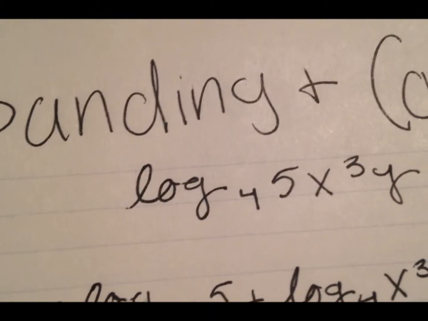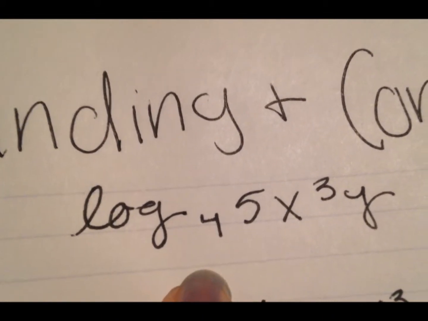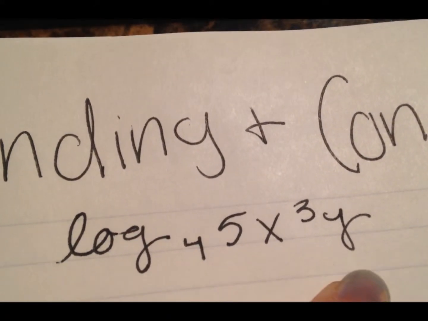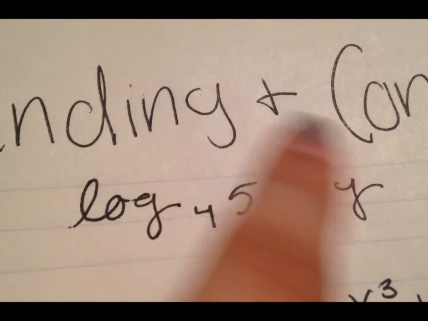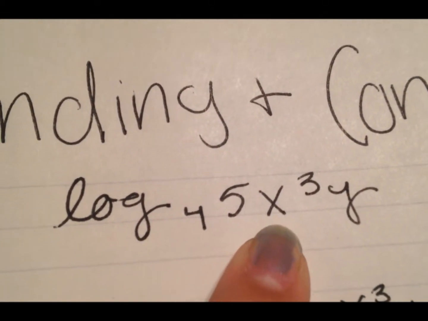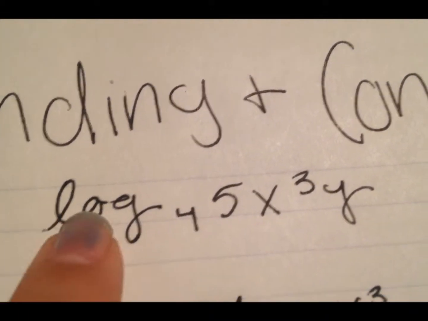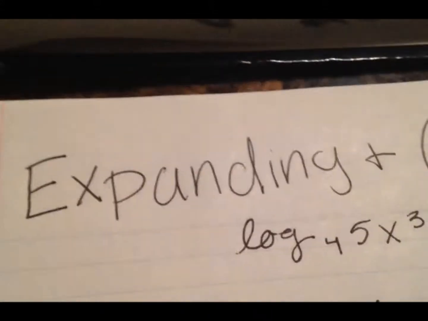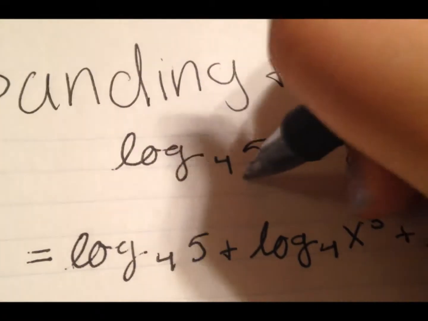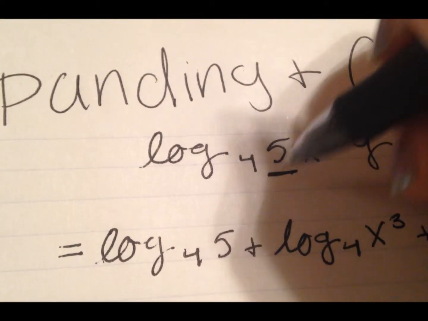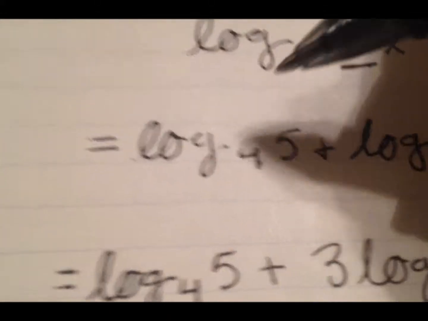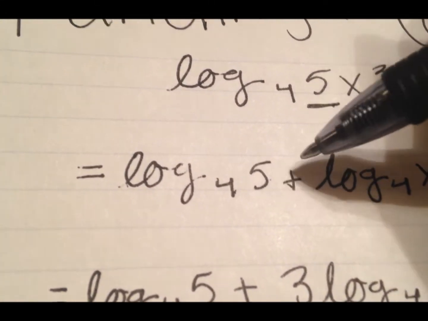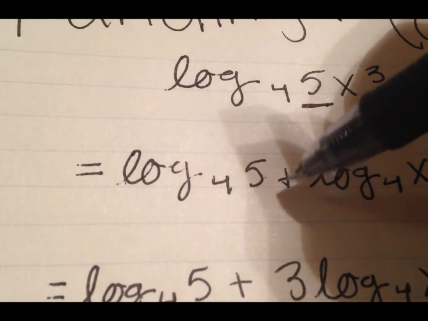Our logarithmic expression is going to be log base 4, and then you have this 5, this x cubed, and this y. The way that we're going to expand this is by making these each their own individual terms with the log base 4 in front. So this 5 here is its own term, and I'll write a line under there to show that. So it's going to become log base 4 of 5 right here. And then you're going to put a plus sign because that's going to separate a term.